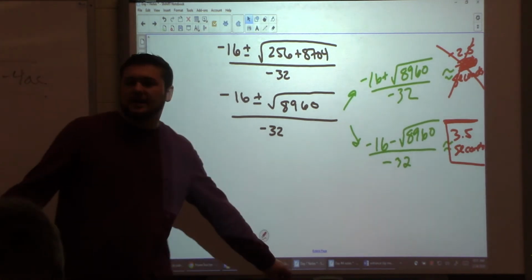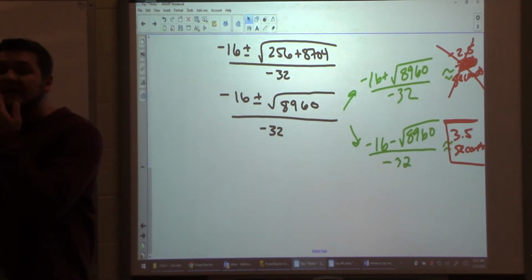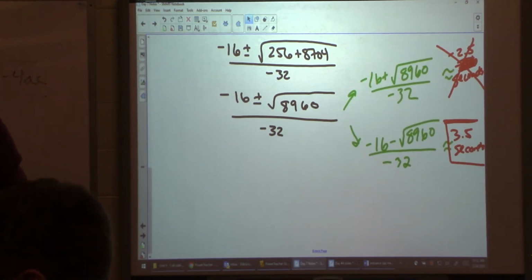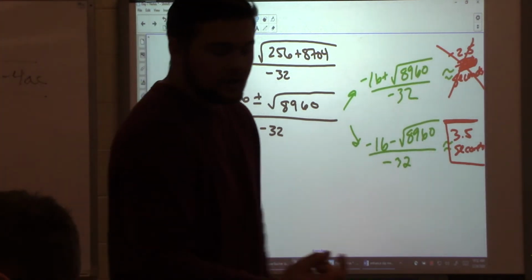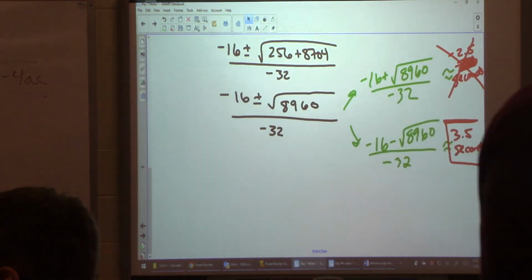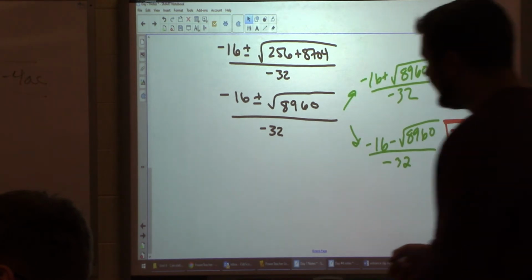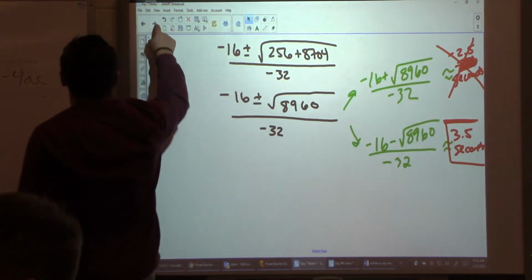Guys, we got 3 problems to do yet. Any questions on the first one? I'll give you this hint right now. Anytime it talks about an object hitting the water, anytime it talks about an object hitting the ground, you need to set your equation equal to 0 because the height will be 0 at that point. Okay? Alright. Let's try the next one.